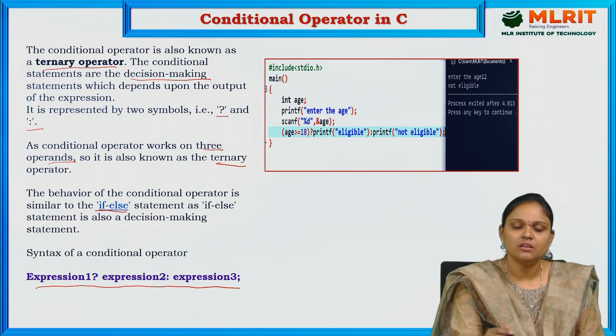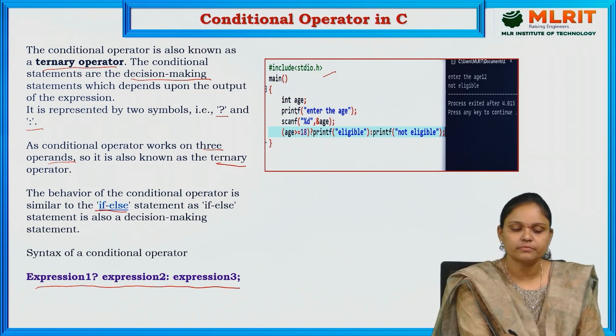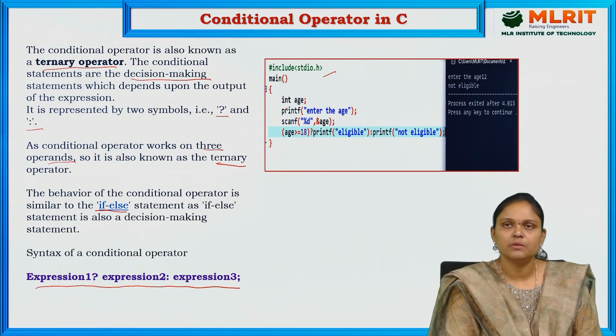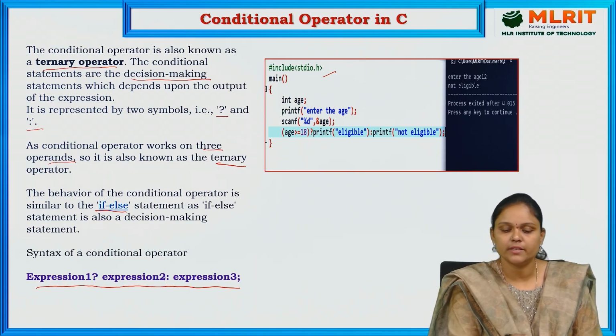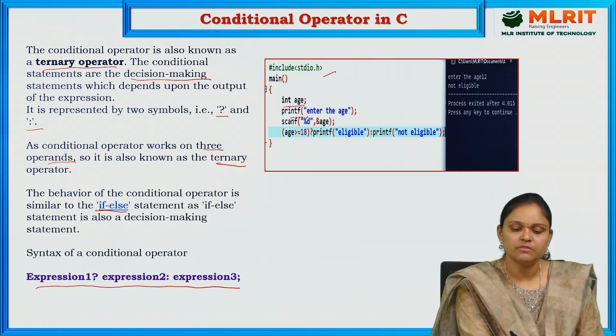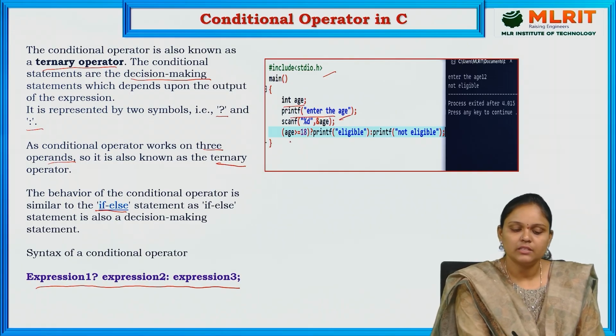One example: these are header files, and inside the main function, we are telling whether the person is eligible to vote or not by using a conditional operator. So int age, by using printf statement, we are asking to enter age, and by using scanf statement, we are reading that age, and this is the condition.